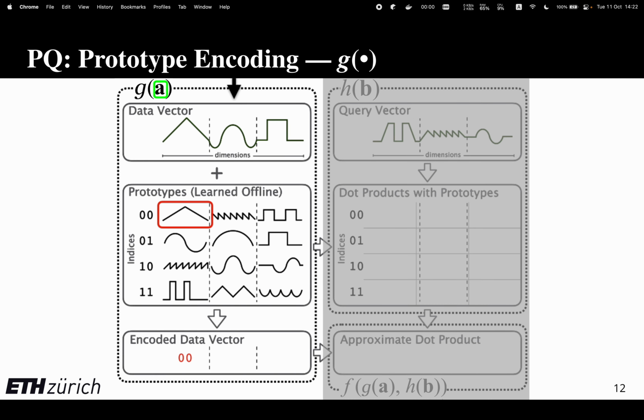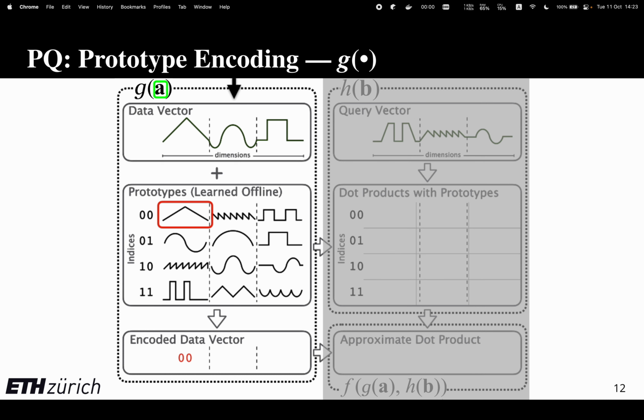Then we use the function g to encode the original space to a set of indices. So this is quite a busy figure. Let me introduce it in detail. The data vector a, you can think of it as one row of the data matrix, capital A. This is one row, and we partition this vector into 3 subspaces. And for each subspace, we have, in this case, 4 prototypes. So we have a 4x3 table of prototypes.